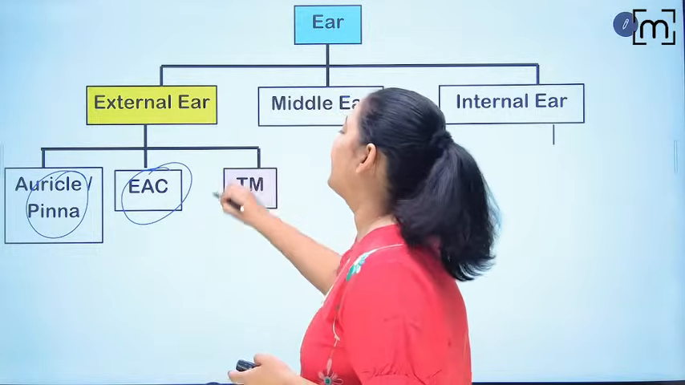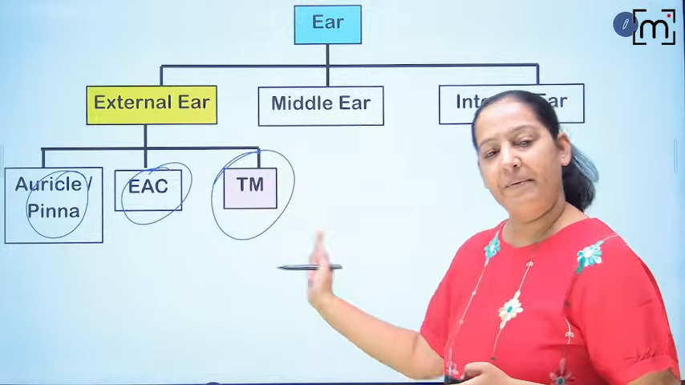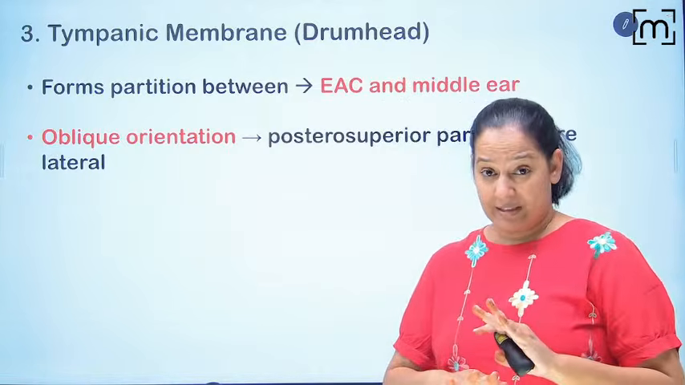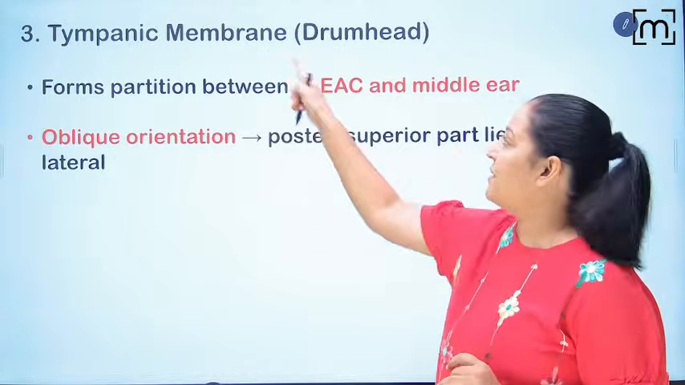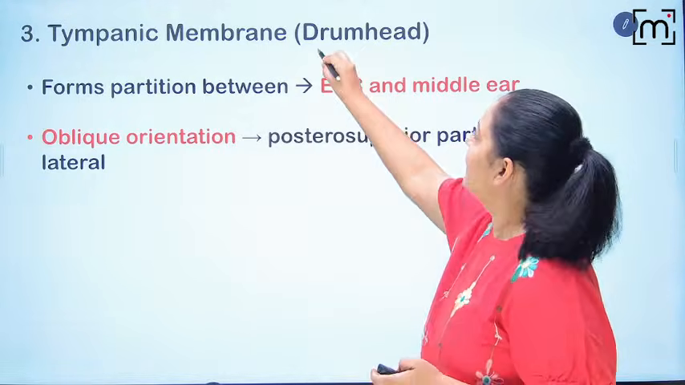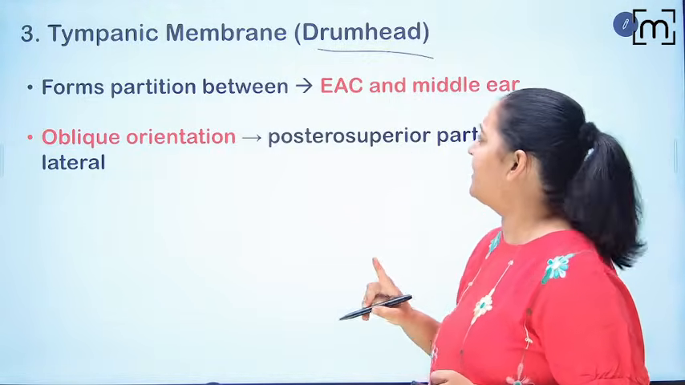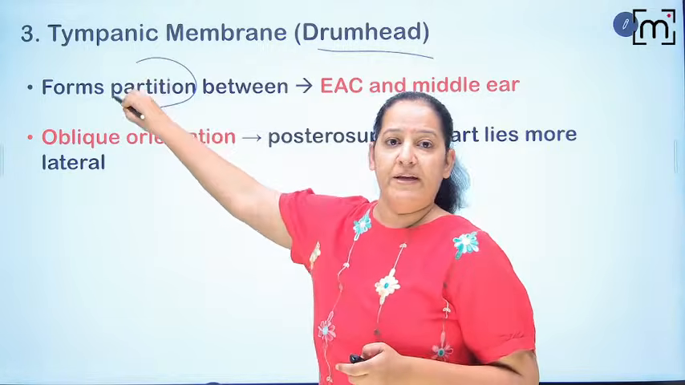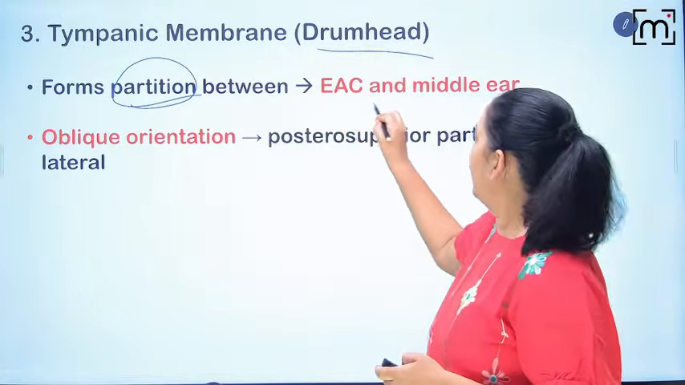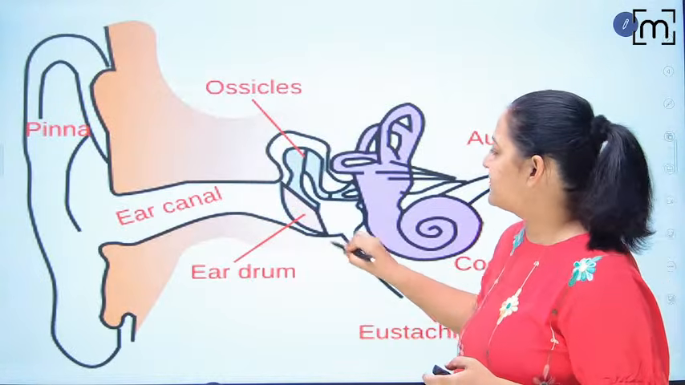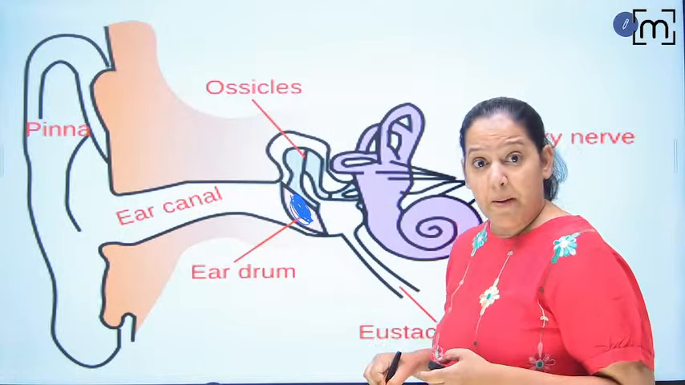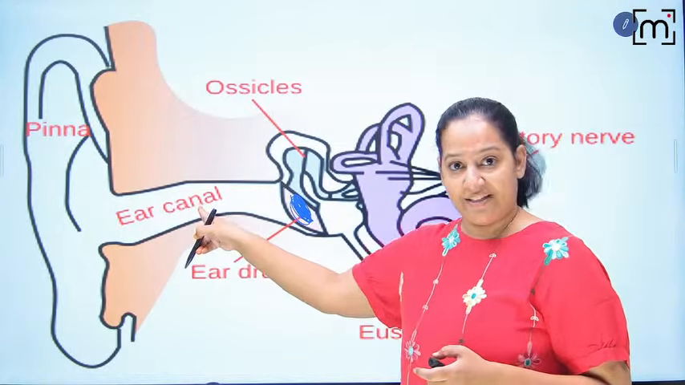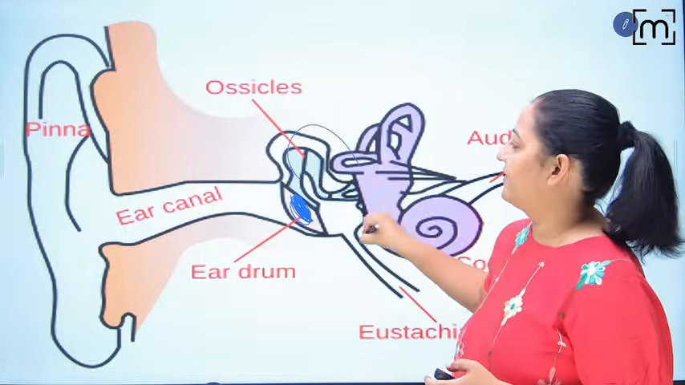Now I'm coming to the tympanic membrane. Let's start the tympanic membrane, so the external ear will be done. We are looking at the superficial anatomy so that we can understand the test better. The tympanic membrane, also known as the drum head, forms the partition between the external auditory canal and the middle ear. This is the tympanic membrane. This is the middle ear.